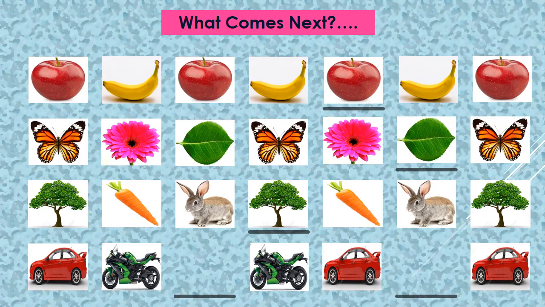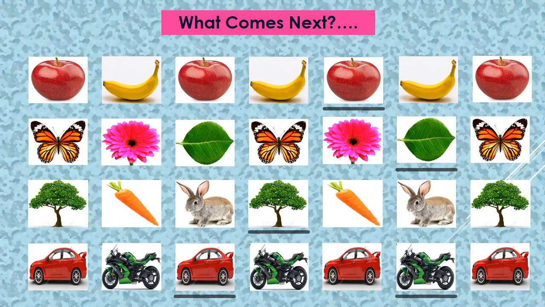Okay, last one, car, motorbike. We can see only two different pictures, car, motorbike. Then we can see there are two blanks. Let's find out what comes next. Car, motorbike. Motorbike again. Yes, car. Then motorbike, car, again motorbike. Then car.